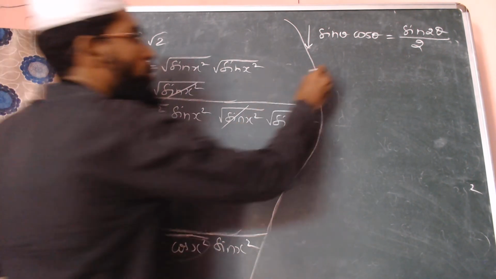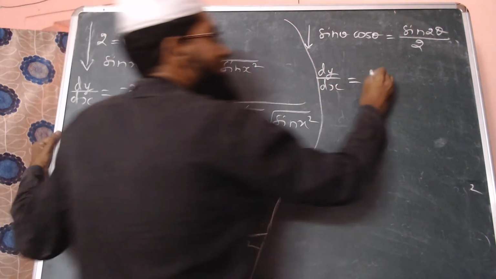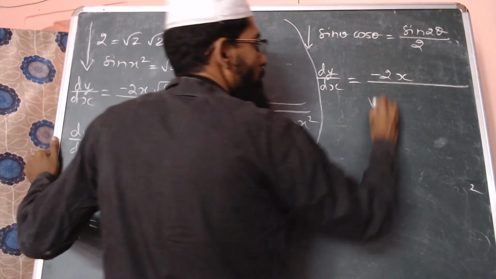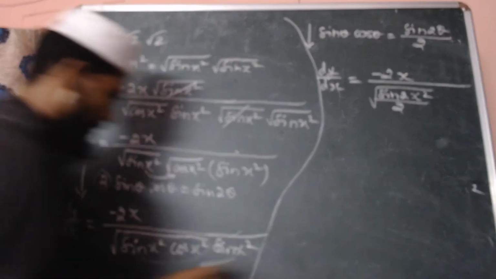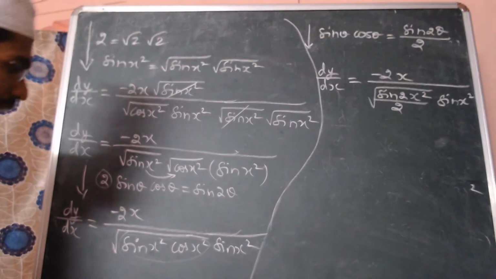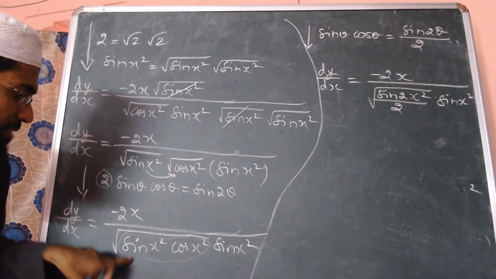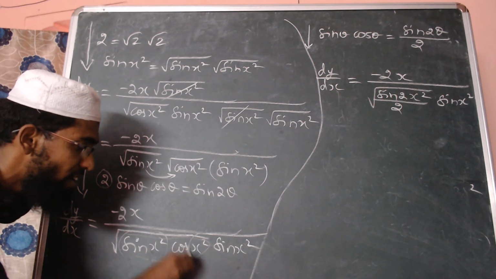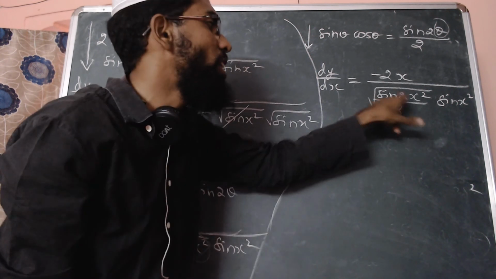So dy by dx equal to minus 2x by root of sine of 2x square by 2 into sine of x square, right? Now what I have done, the numerator is as it is, this sine x square is as it is, in the place of sine theta cos theta, sine 2 theta by 2, in the place of theta I have x square here. So sine 2 theta, I have written sine 2x square by 2.